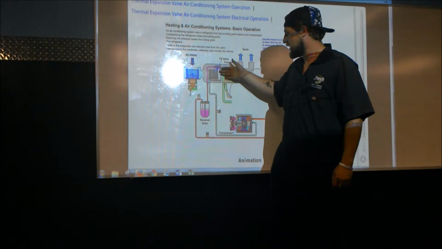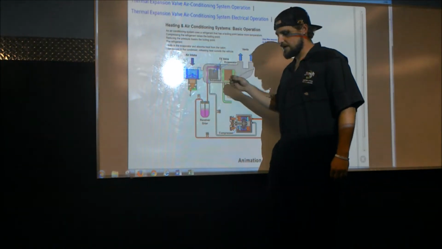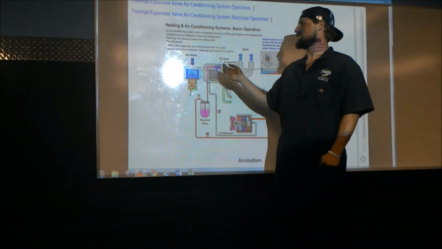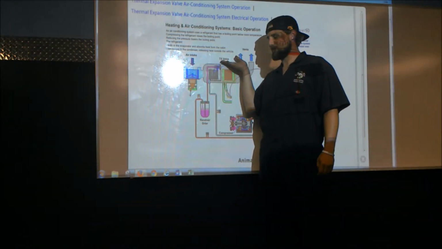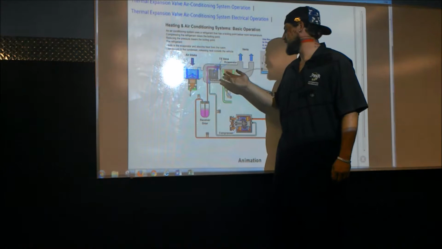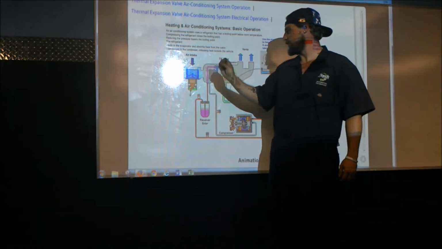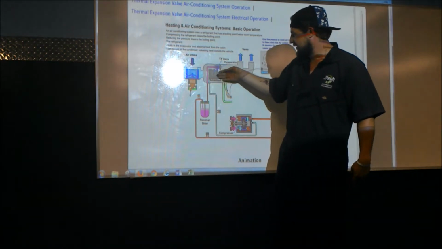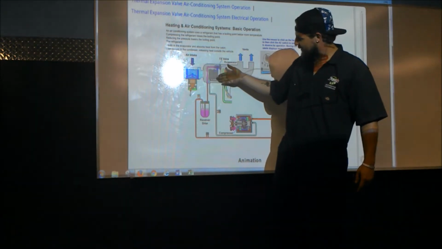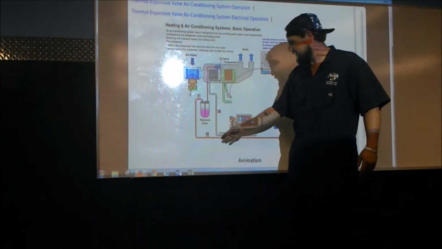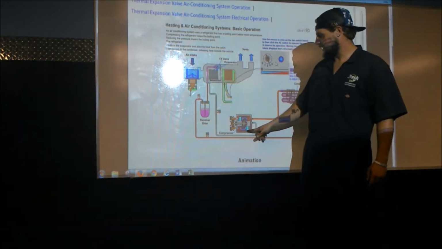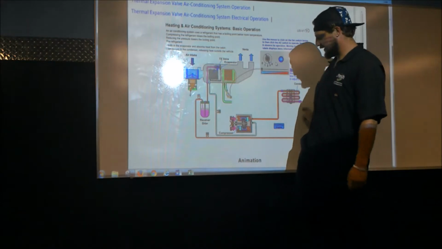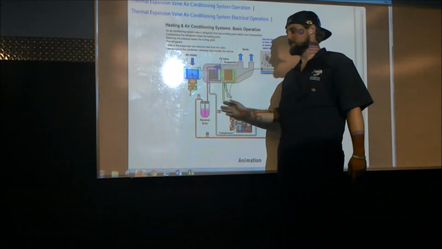As the refrigerant is thermally expanded, hence the thermal expansion valve, it gets really cold and then comes back. Once it gets done doing its stuff in the evaporator, it'll come down and back into the compressor, where the compressor is pulling a vacuum, pulling it into here, which restarts the cycle.